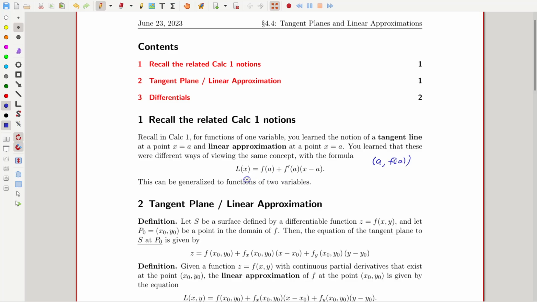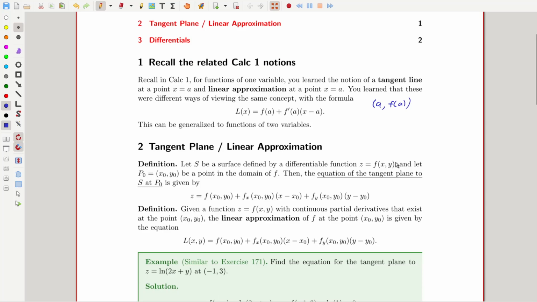Okay, and this can be viewed in point slope form. If you move the f of a to the other side, then you end up with y minus y naught equals m times x minus x naught. So that's a way to view this in point slope form. Okay, so that was linear approximation. That was Calc 1. And the idea is that this generalizes to higher dimension.